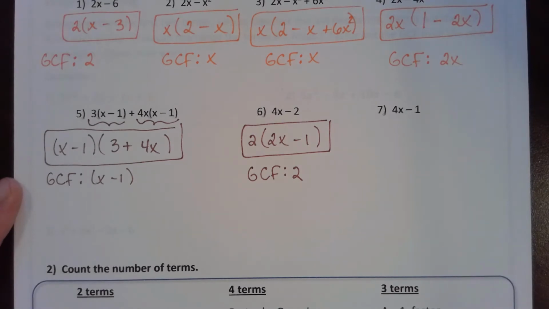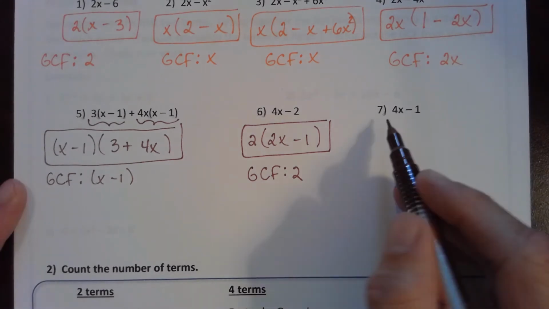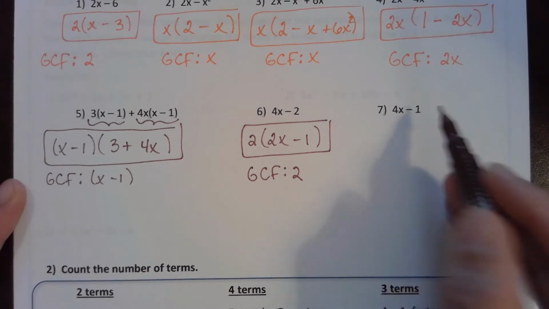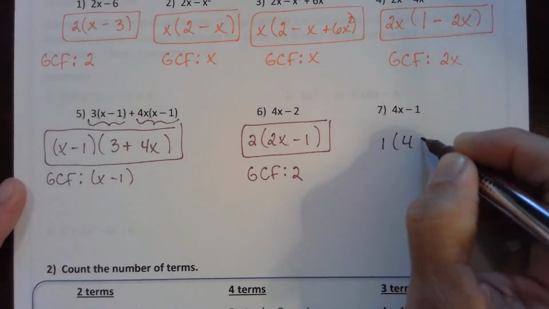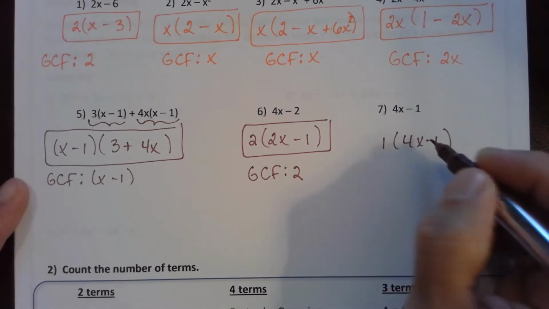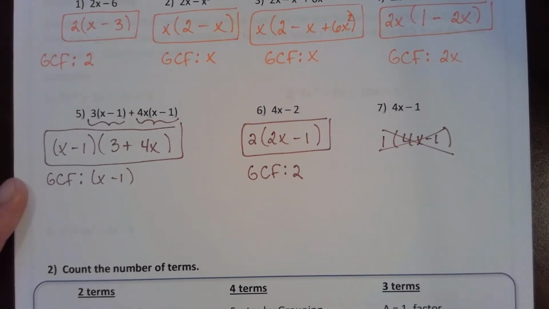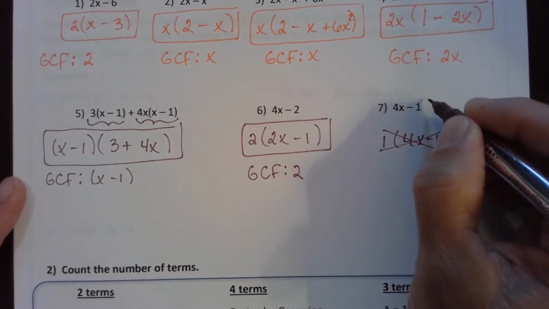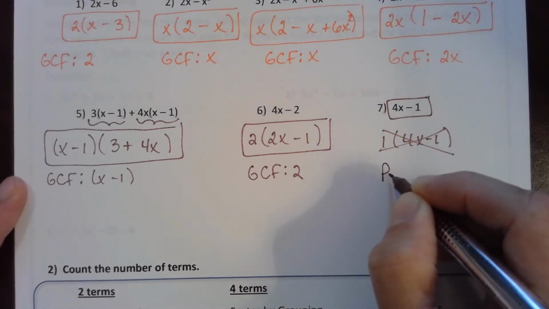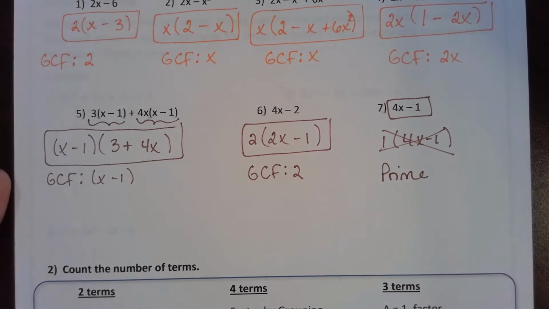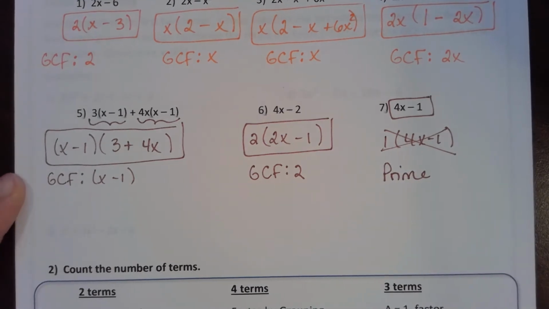Finally, number 7. They don't both have an x. They do both have a 1, but if you were to factor out a 1, you would just get 4x minus 1. That doesn't mean anything to us. So in this case, the GCF is 1. However, this is considered a prime polynomial because the only thing we can factor out is a 1.